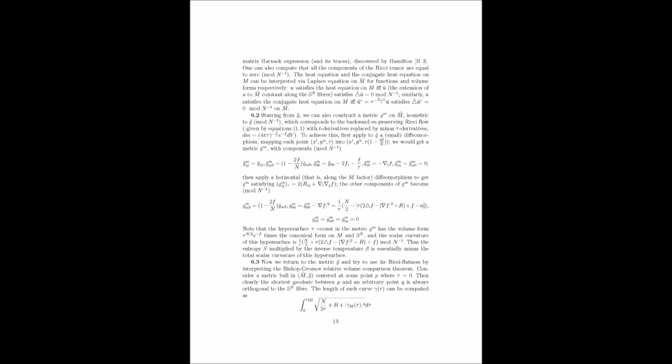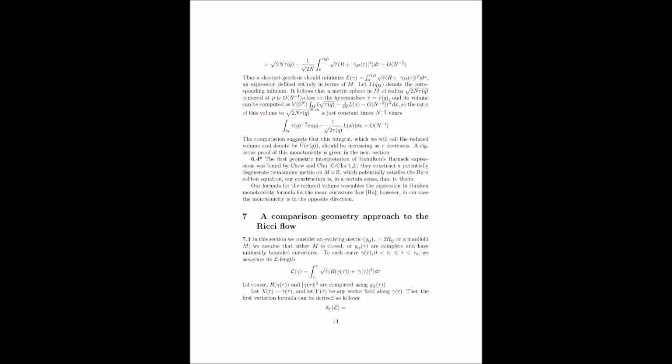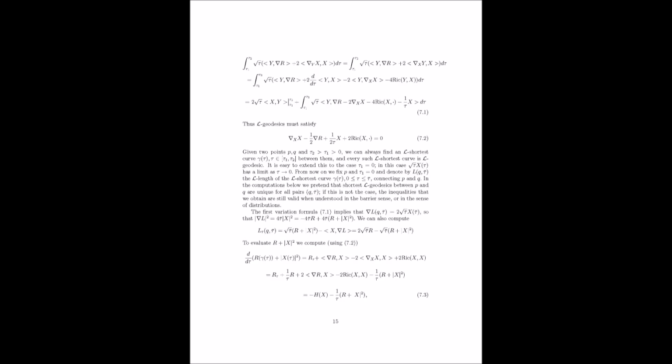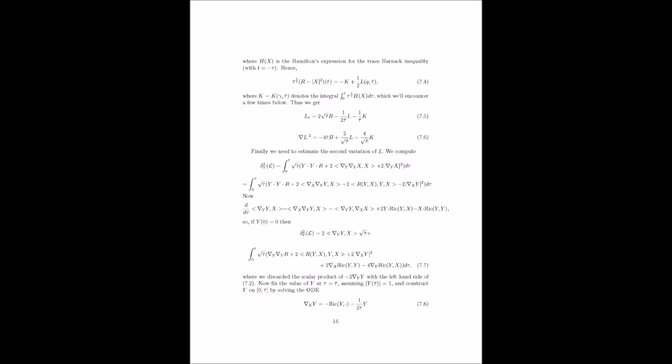Okay, that makes sense. You also mentioned something called reduced volume earlier. What is that exactly, and how does it fit into all of this? Right. The reduced volume, we write it as V tilde, and it basically measures the effective volume of a space from a certain point at a particular time in the Ricci flow. It's defined using the L length of curves coming out from that point and the time parameter.